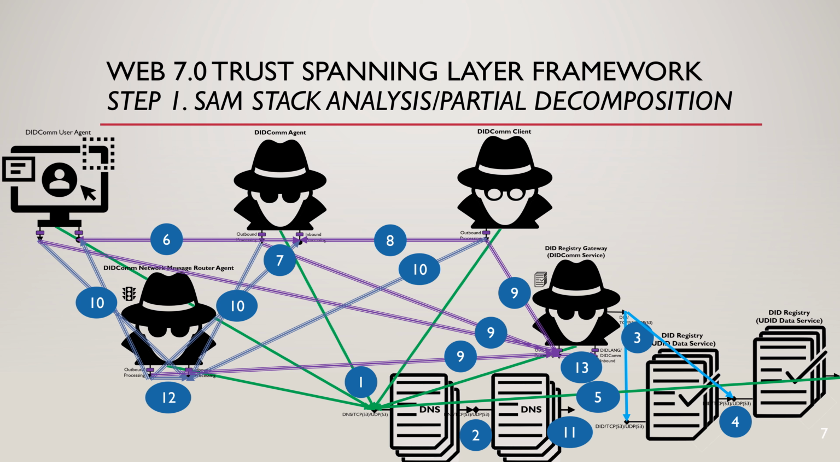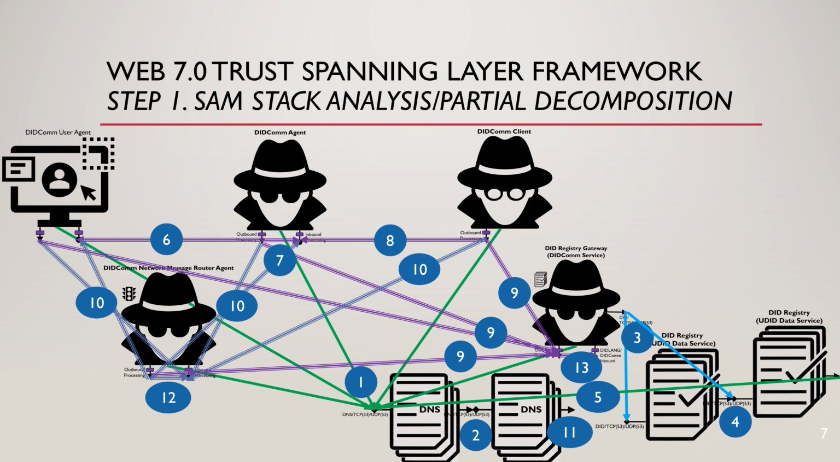To the right of this number 7 DIDComm agent, at the end of the arrow number 8, is the DIDComm client. In the bottom left, we see the DIDComm network message router agent. And to the far right, the agent that we see there is the DIDComm registry gateway. It's a specialized DIDComm agent that gives us DIDComm access to the DID registry. We see a pair of DID registries in the far right bottom corner of this diagram. And the reason for that is that DID registries can be chained together and front-ended by one or more DID registry gateways.